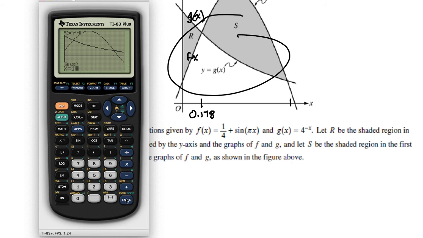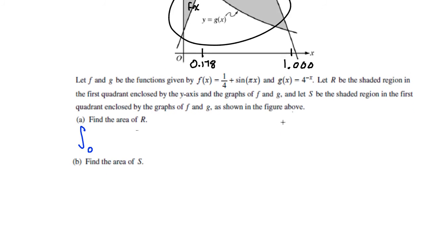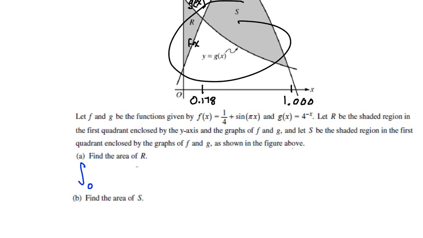My guess now is going to be 1. And, oh, the intersection is exactly at 1. So 1.000. All right, we have all of our bounds now. Let's come back to writing our integral.